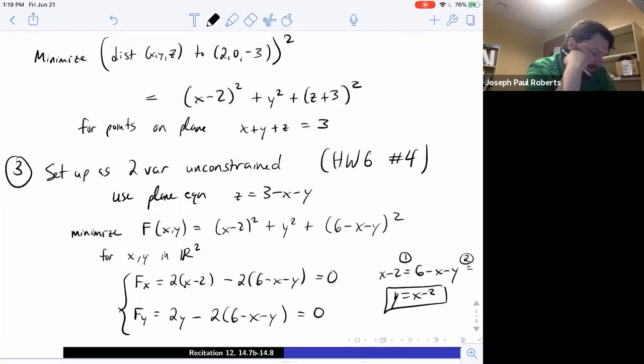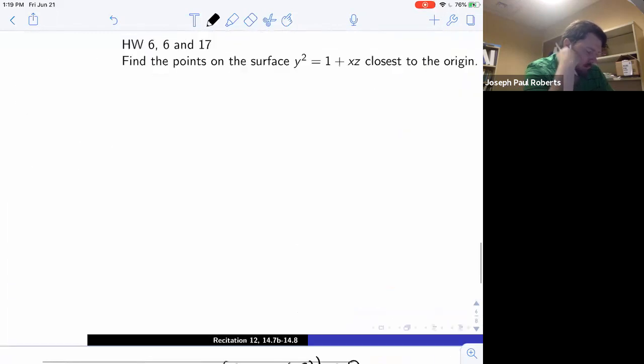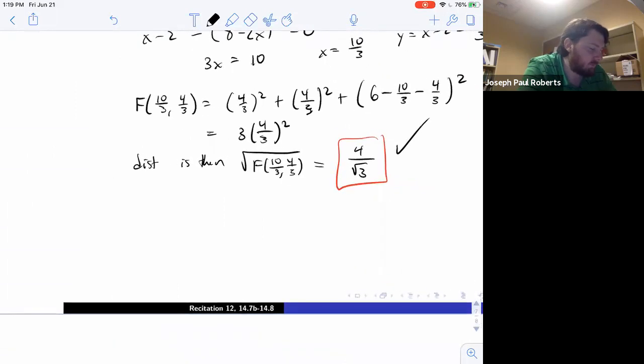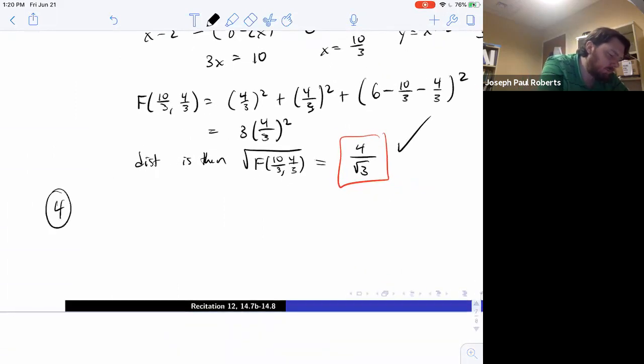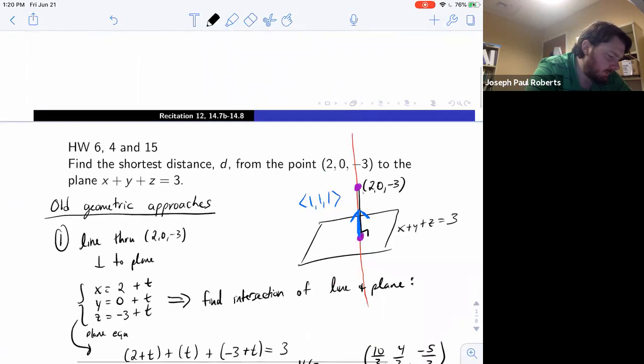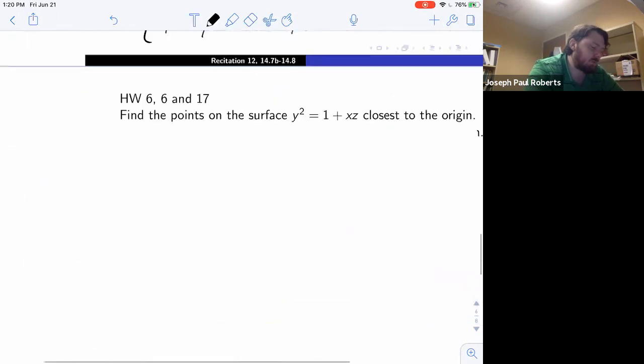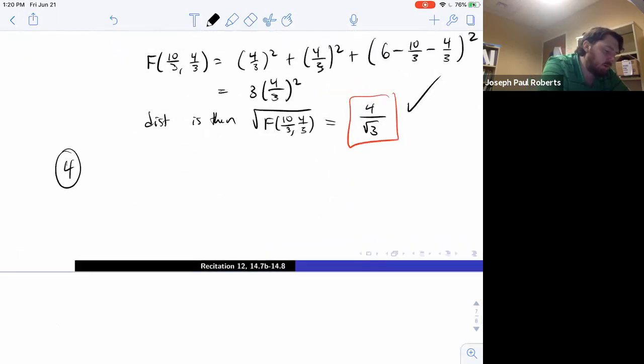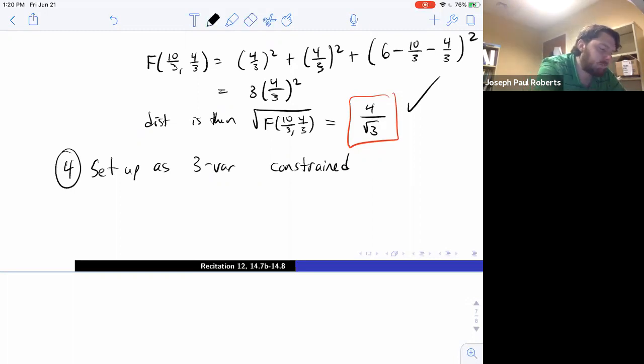Okay, and then the last approach, which I guess is what someone actually asked me on Piazza, was when you're doing problem 16 or 15, whatever it is, 15, you're told to do this process using Lagrange multipliers. So set up as 3 variable, 1 constraint, which, again, remember for quizzes and tests, we're only ever going to do 1 constraint. So I'll just call this 3 variable constrained and do Lagrange.